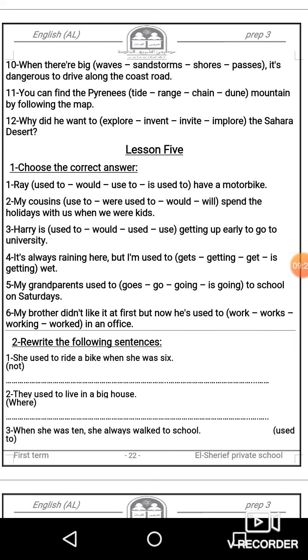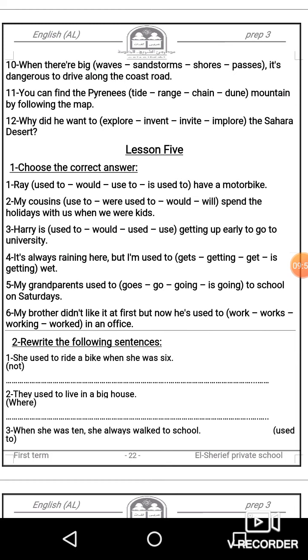Number 5. My grandparents used to go to school on Saturdays. My grandparents used to go. It's infinitive. Number 6. My brother didn't like it at first, but now he is used to working in an office.